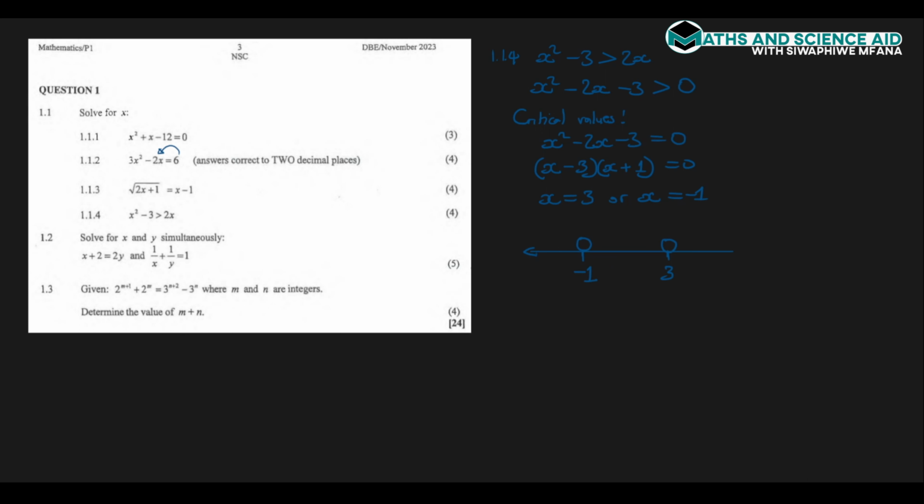Okay? And now the next thing that we need to do, we need to determine the sign of x squared minus 2x minus 3 for values that are less than -1. Values that are in between -1 and 3, and also for values of x that are greater than 3. For an example, a value of x that is less than -1 is -2, but you can use any value as long as it is less than -1.